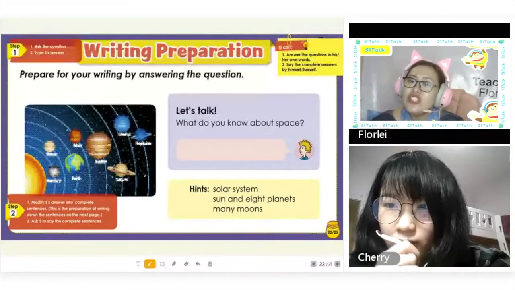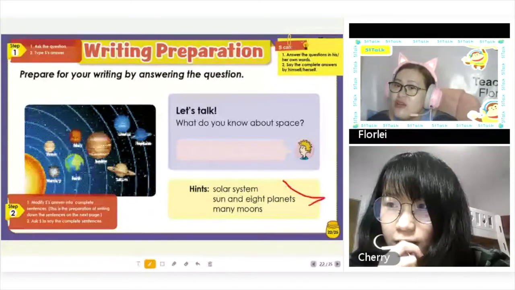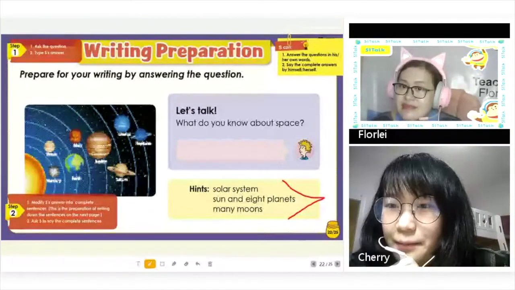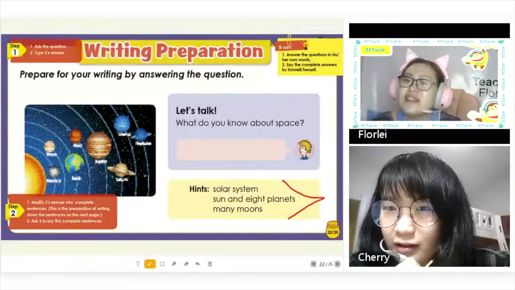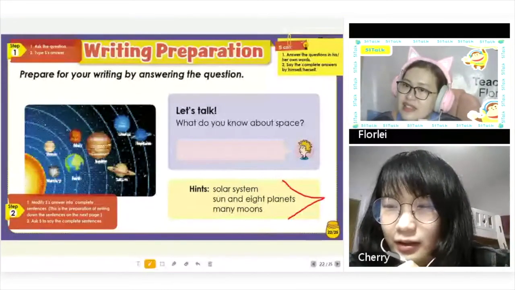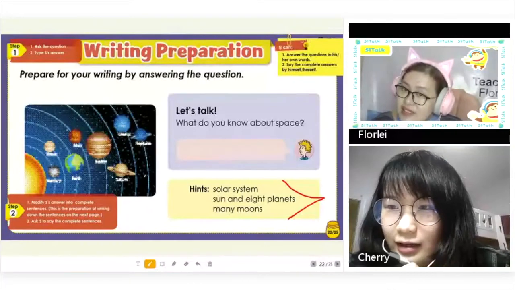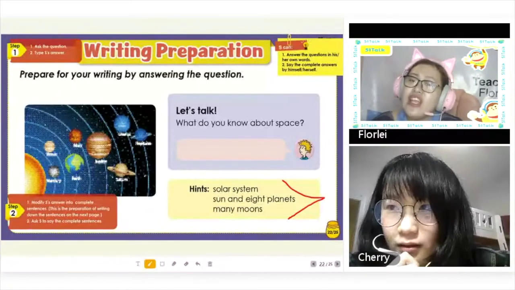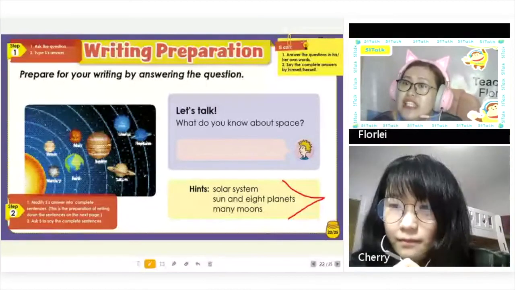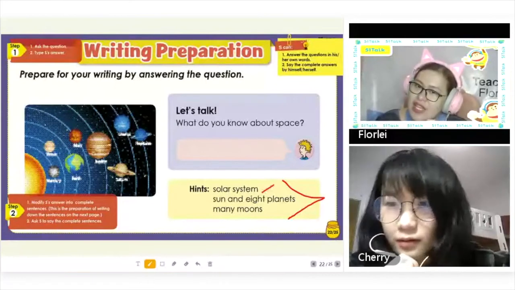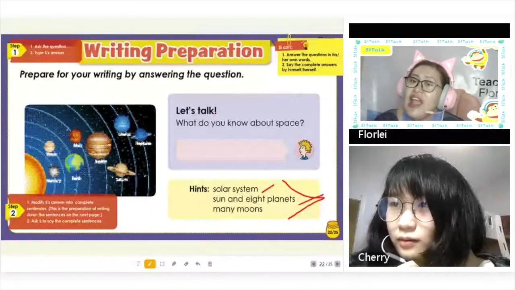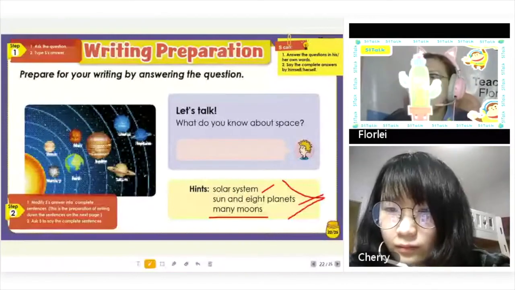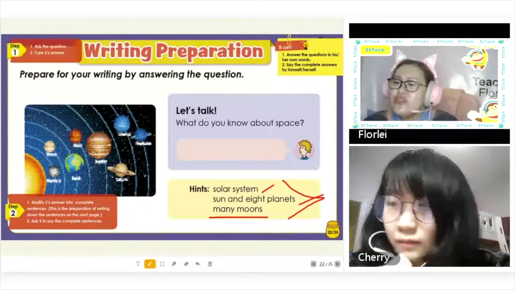Okay, let's talk. What do you know about space? Let's use the words in the hints box to answer the question. Space is massive, and there are solar systems in the space. It has the sun and 8 planets in the solar system. And many moons around the planet. Very good. So what do you know about space? Our space is called the solar system. In the solar system, there are sun and 8 planets. And the planets have many moons around them. Very good. That was a very clever answer, Cherry. Let's go to the next page.